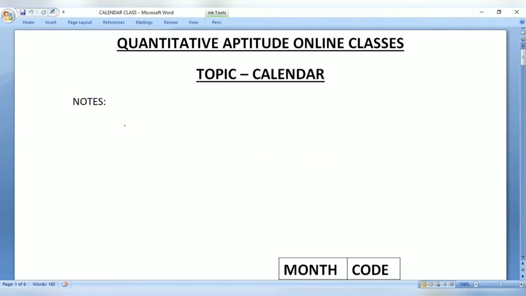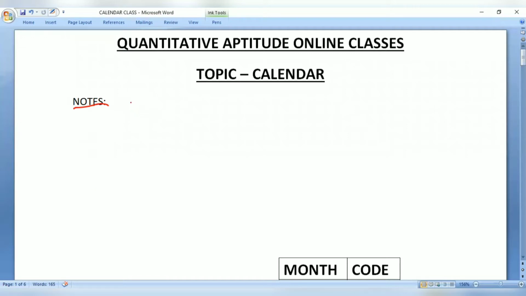So, today we are going to see the topic calendar. We don't get many questions from calendar in competitive examinations, but generally, to know the concept, we just wanted to discuss the topic of calendars and clocks. So, today we will be seeing the topic calendar first. Before we start the calendar concept, let us understand a few basic concepts first.